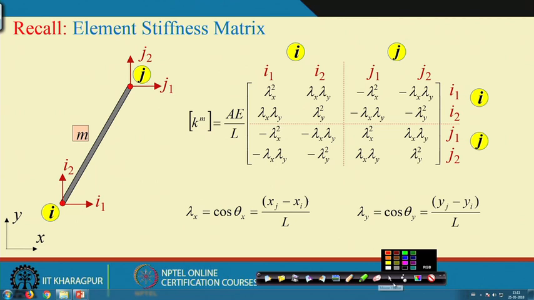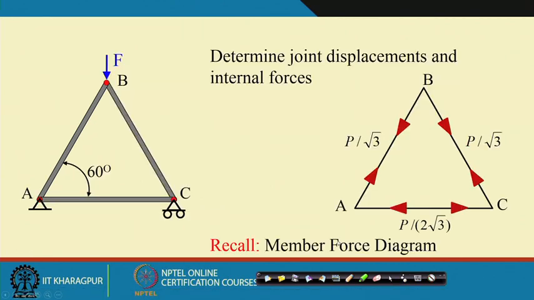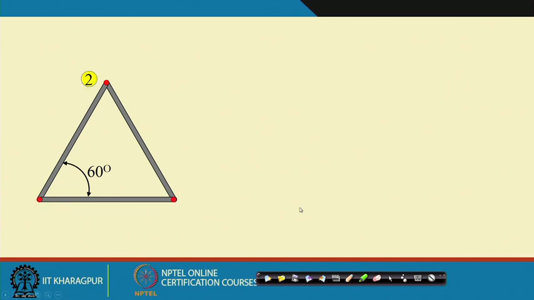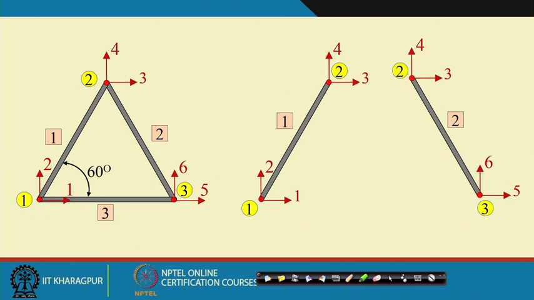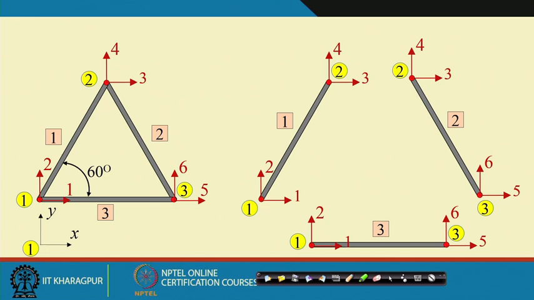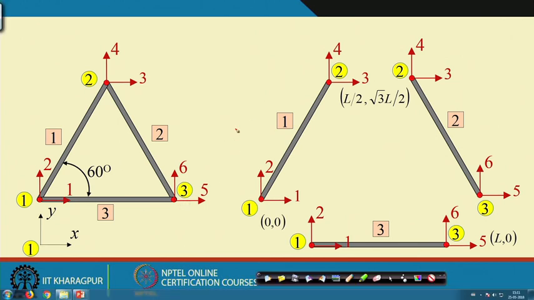Now let us take the example that we started our discussion with. If you recall, these are the three members' forces and the corresponding degrees of freedom at each joint. We have the three members separately, and this is the global coordinate system, and these are the joint coordinates, where this angle is 60 degrees. Now we will try to find the global stiffness matrix for this truss with three members.